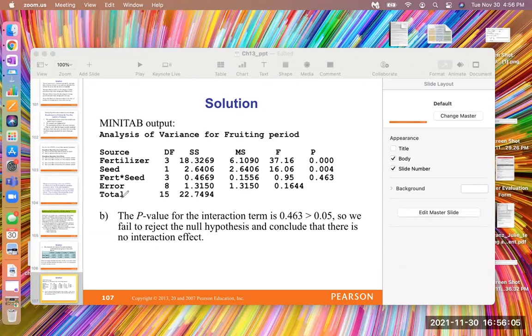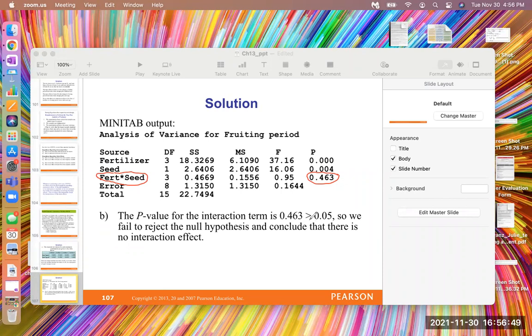So first we look for the interaction. Notice here that this is fertilizer interacting with seed right here. And our P is our P values. The P value there is large. And I believe 0.05 is the level of significance here. So this 0.46 is the P value for interaction, and it is larger than 0.05, the level of significance. So our P value is larger than alpha.